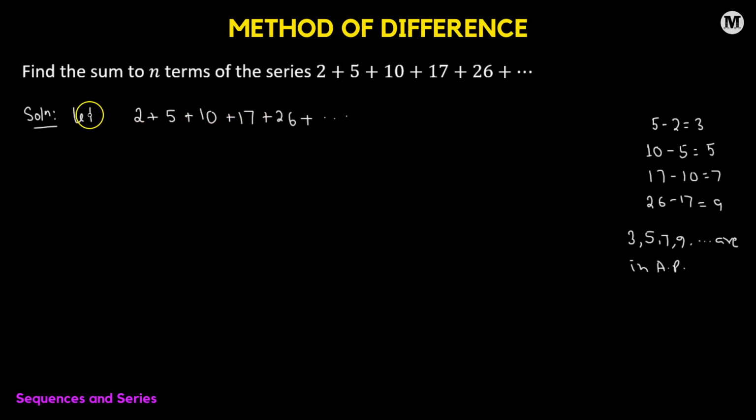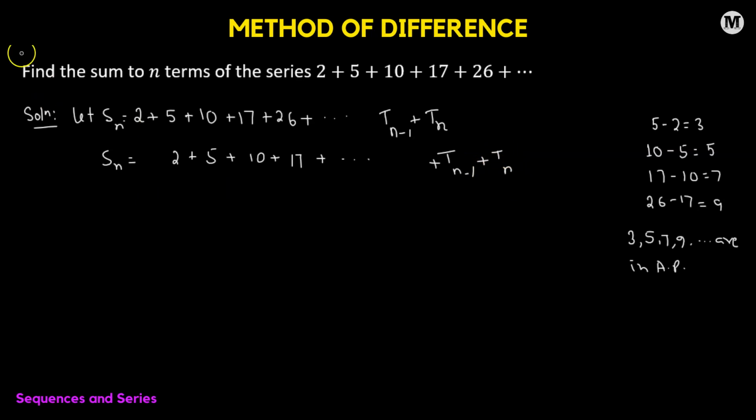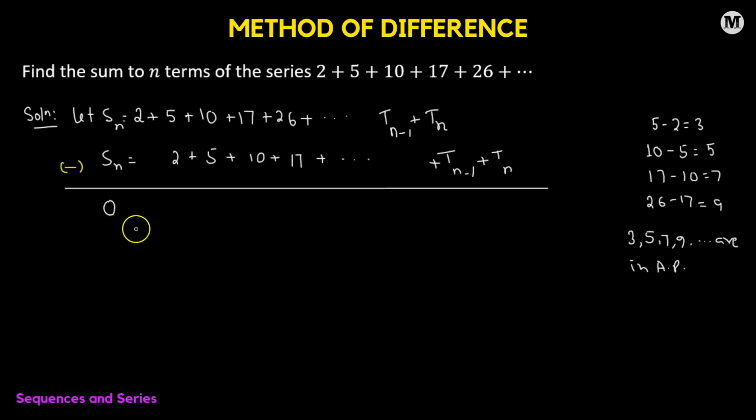For this, let us suppose that Sn represents the sum up to n terms, where the nth term of the series is given by Tn. And if Tn represents the nth term, then its previous term will be Tn minus 1. Now we'll again consider the same sum Sn. So, we have 2 plus 5 plus 10 plus 17 all the way up to Tn minus 1 added to Tn. Here we are going to perform a subtraction. On the left hand side, we have Sn minus Sn, so that's simply going to be 0. We'll exclude the first term of the first series Sn and keep it as it is, as 2.